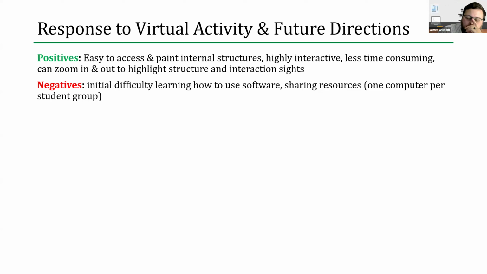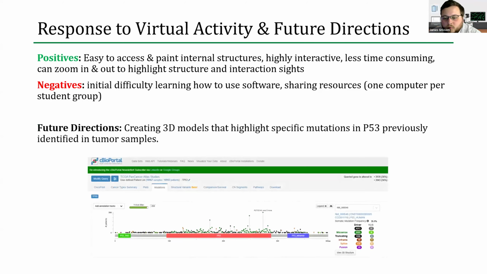And so finally, just a few future directions that we plan on doing. We're working on creating 3D models of P53 that highlight specific mutations that have previously been identified in tumor samples. What we can do with our 3D model is find where these mutations are and highlight them for the students. So we can use that as a way to also teach them about how mutations in proteins can lead to sometimes disastrous effects.